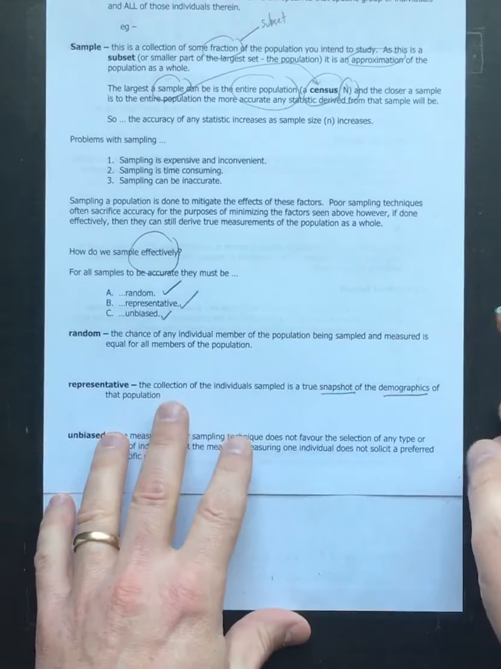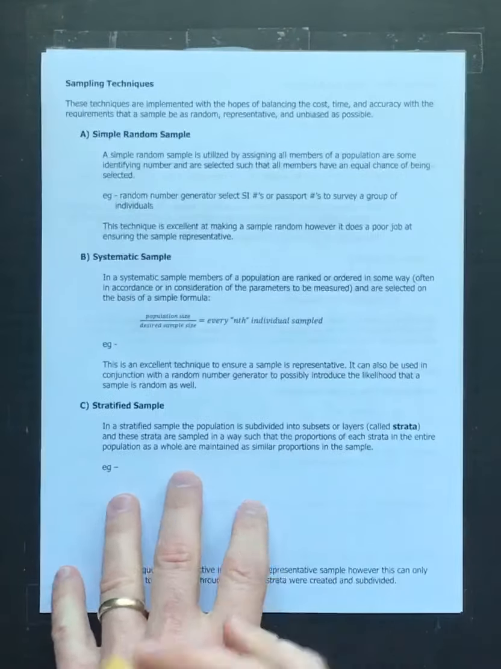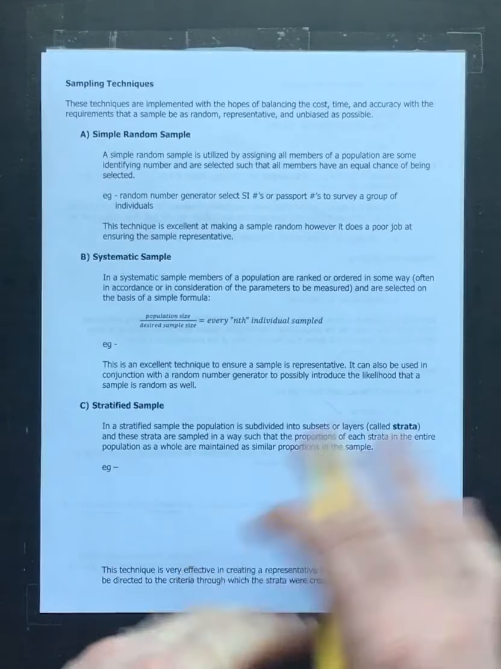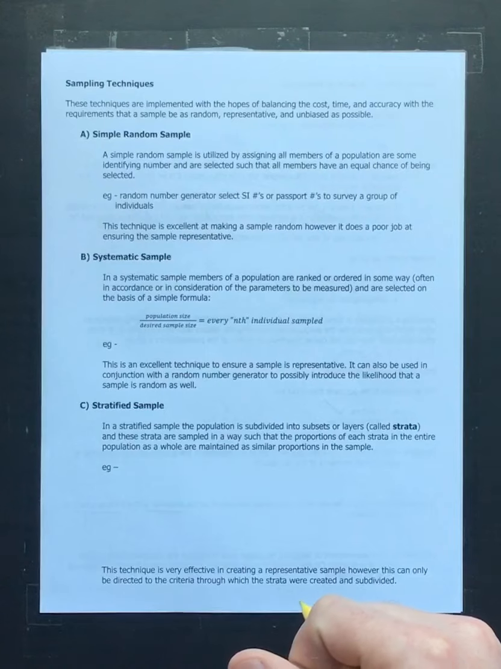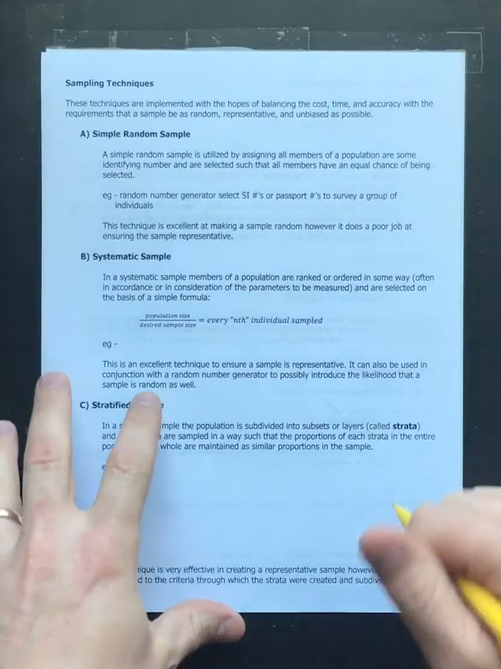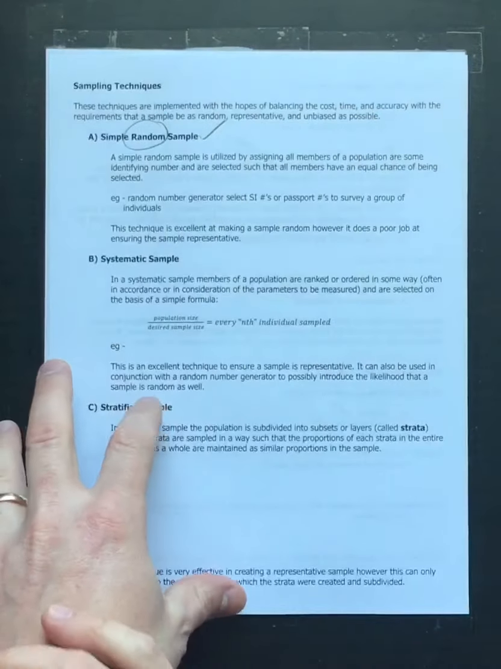So a good sample has these three characteristics, and they're important ones to keep in mind. Okay, so what techniques can we use in order to make our sample more random, more representative, and more unbiased? Well, we'll talk a bit more about bias later on, but we're going to focus on random and representativeness. So the best way for us to be random is to do a simple random sample. Obviously, it's really good at being random.